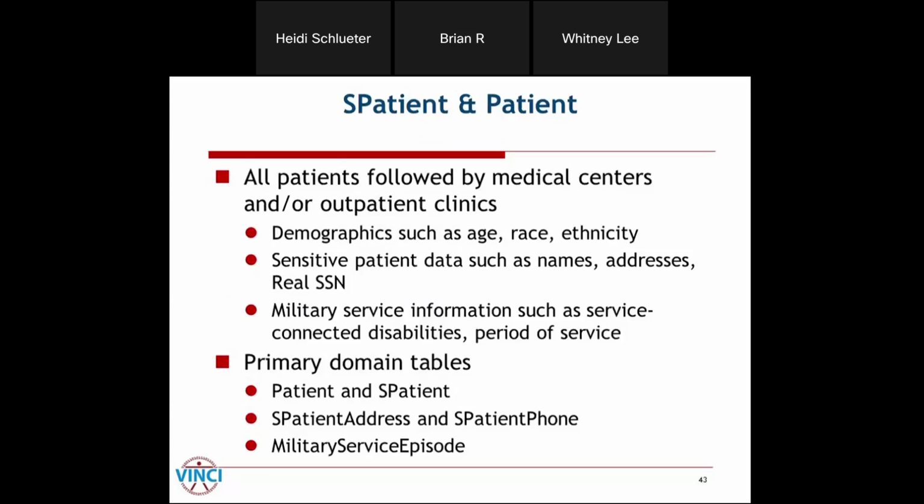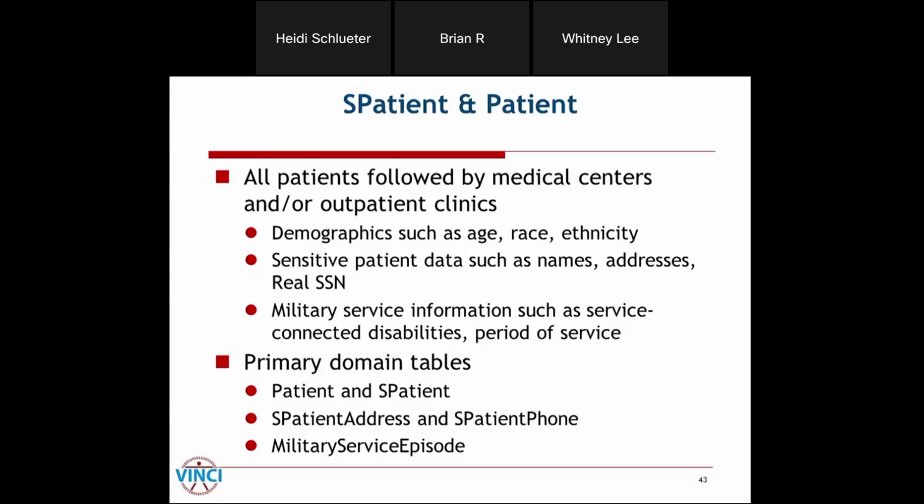The S-patient and patient domains. So this domain contains information on all the patients followed by medical centers or outpatient clinics. So you'll find data here like demographics, age, race, ethnicity. You'll find sensitive patient data such as names, addresses, and the real social security number. You can find data on military service such as service-connected disabilities and periods of service. And these are the main tables.